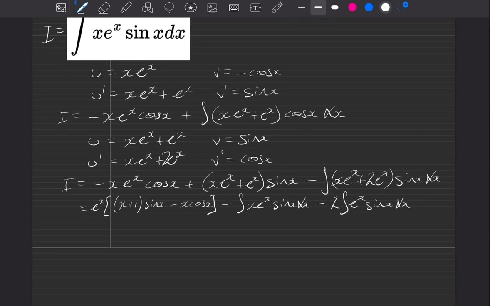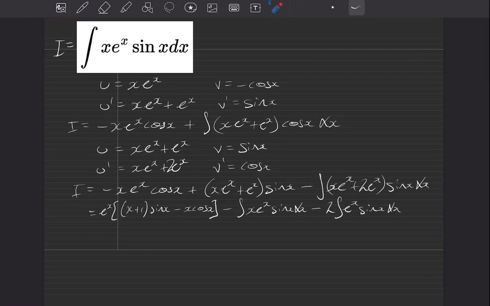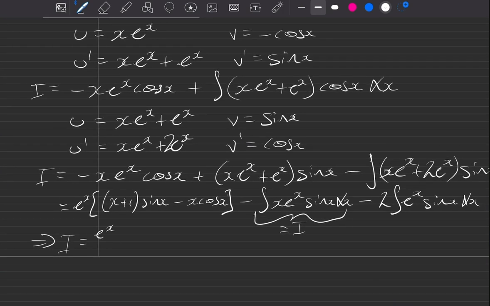And what we can see now, our original integral, x e to the x sine x, is here again. So this thing is equal to I. So we'll bring that to the left-hand side, divide everything by 2. What we'll have is I is equal to the same original bracket, e to the x now just divided by 2, because we had one I there, another I there, so we divide everything by 2. X plus 1 multiplied by sine of x minus cos x, minus x cos x, sorry.